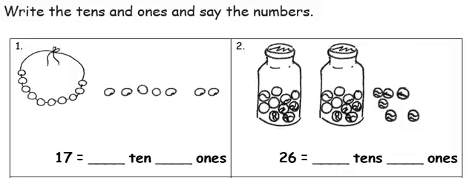This tutorial is for first grade, Module 4, Lesson 2. In this lesson, we're going to explore the idea that two-digit numbers are made up of some tens and some ones. The directions say write the tens and ones and say the numbers.